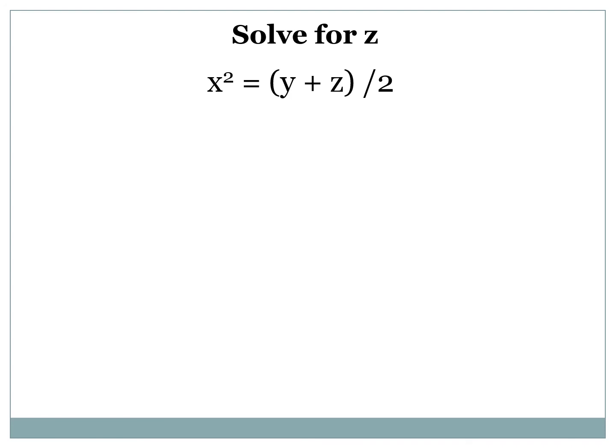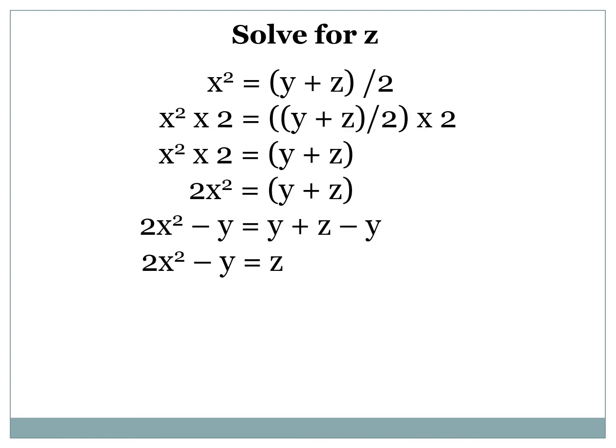Okay, let's look at the solution. We have x squared is equal to y plus z in brackets divided by 2. In order to get rid of divide by 2, I have to multiply by 2, and I do that to both sides. So this is x squared times 2 is equal to y plus z divided by 2 times 2. So the divide by 2 times 2 eliminates. Our formula gets simplified to x squared times 2 is equal to y plus z.